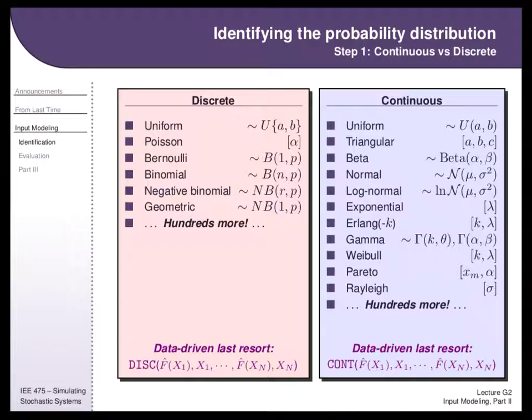We've also talked about a bunch of continuous ones already, and then there's a bunch more that you'll gradually get more intuition about over time. But if worse comes to worse, then ARENA provides these data-driven last resorts. So on the discrete side, there's that DISC function where you basically can take that empirical CDF and encode it as the arguments. And then on the continuous side, you can effectively approximate these data as discrete and then interpolate between the outcomes, and that's what the CONT does. The syntax is identical to DISC, it just connects adjacent outcomes in the CDF with straight lines. So these are your data-driven last resorts if you really can't find anything.